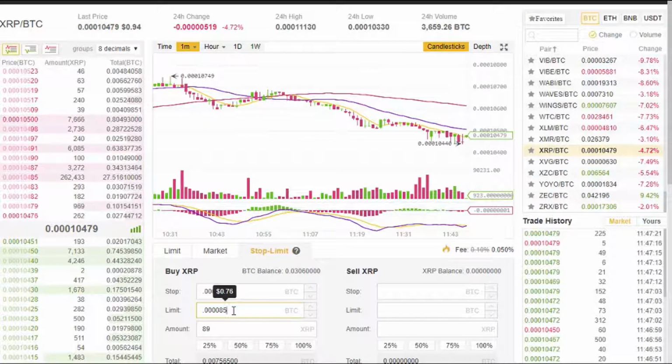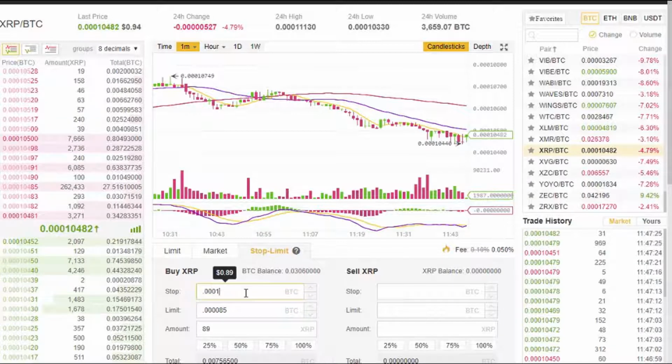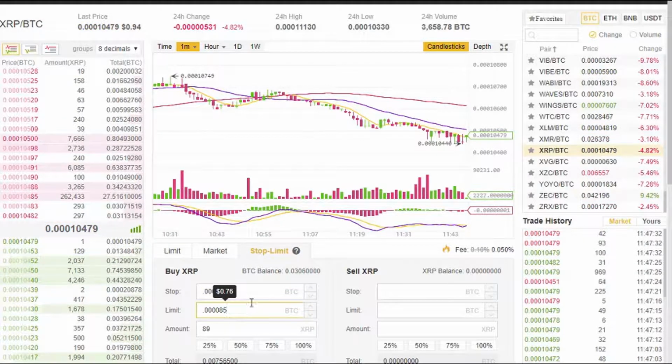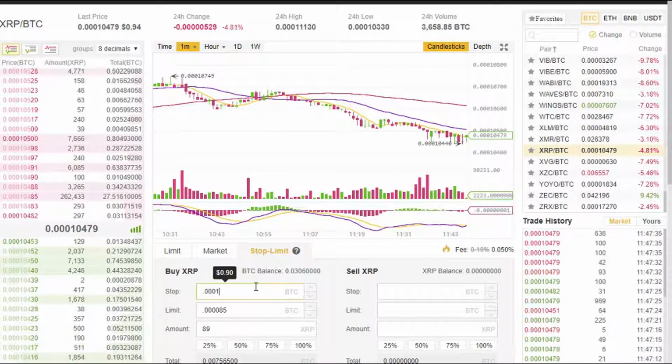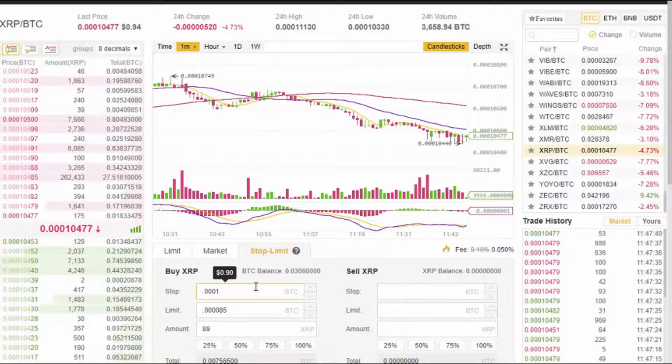It may be bought out before you get there, so it may pass you. But at least you know you can buy between 90 cents and 76 cents. And what will happen in reality, you'll probably end up buying it at 90 or 89 cents, depending how quickly it's moving. And that will be fulfilled.